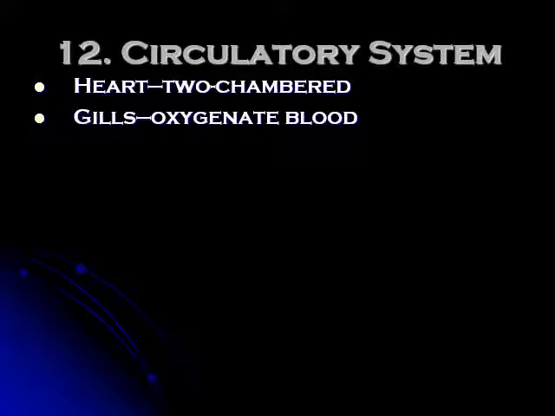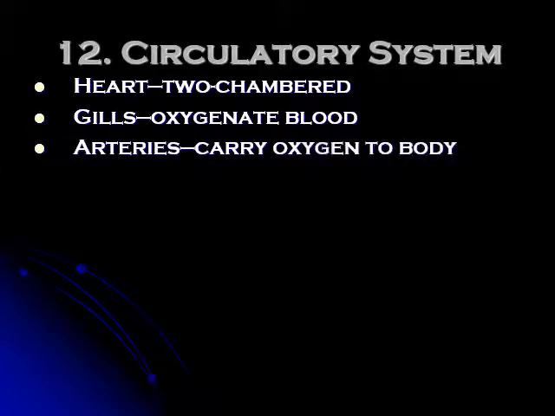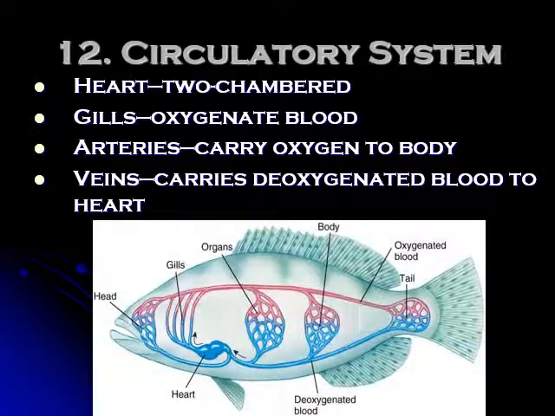Their gills, of course, are red because they're going to be absorbing the oxygen from the water, and their arteries are going to be carrying the oxygen to the body. Their veins are going to carry the deoxygenated blood back to the heart. Because of this two-chambered heart, it really is not as efficient as ours.